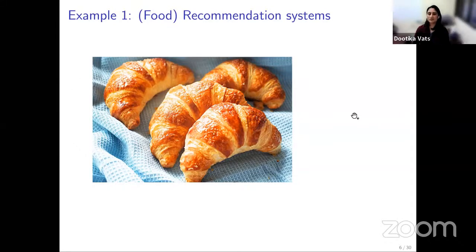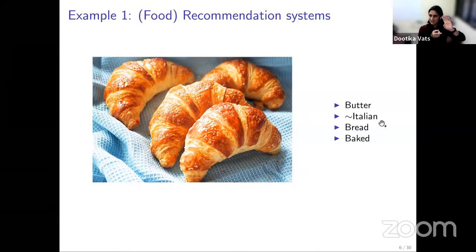So it will suggest a croissant to me if I like pizza. And in my case, I love croissants. There is butter, it is sort of Italian, it has bread and it is baked, right? So in this case, the recommendation would be perfect. Now the computer gives me another recommendation. So I tell it, yes, this was great. Remember when Netflix asks you whether you like or dislike the movie? That's what it's asking. It's asking for feedback.